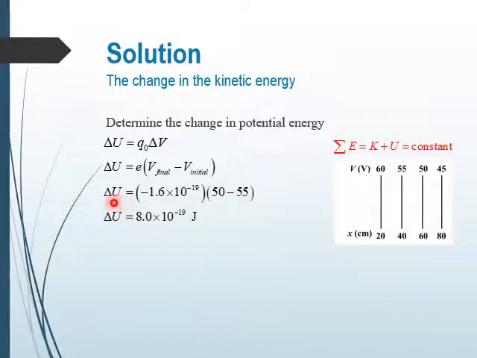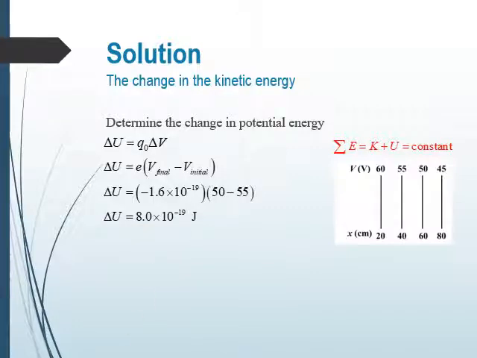Now, if you look at this equation, I substitute e as a negative value because electron is a negative charge. So negative 1.6 times 10 to the power of negative 19 times V final is 50, V initial is 55. So 50 minus 55 gives you negative 5. And you will then obtain delta U equals to 8 times 10 to the power of negative 19 joule. It is a positive value, which shows that there's an increment in the potential energy.